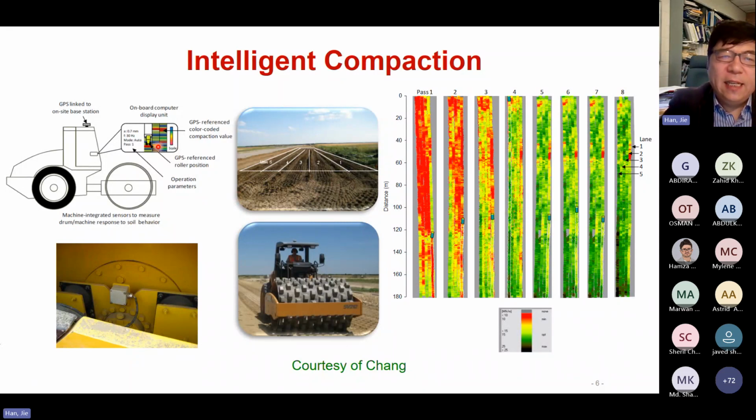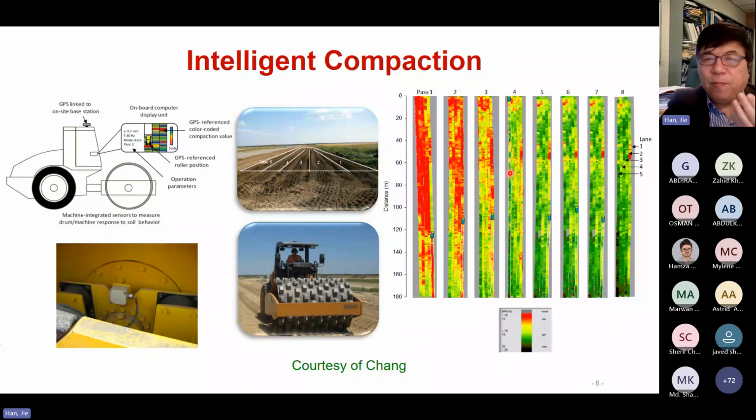This is a test site. They divide it into like 5 different lanes, and then do the compaction. As you see here, on the first pass, the red color means the soil is not very well compacted. Most of the area on the first pass is red, so basically the density is not good. By the second pass there are fewer red points, and they continue until 8 passes. As you can see, it mostly turns green. The green means the soil has been well compacted.